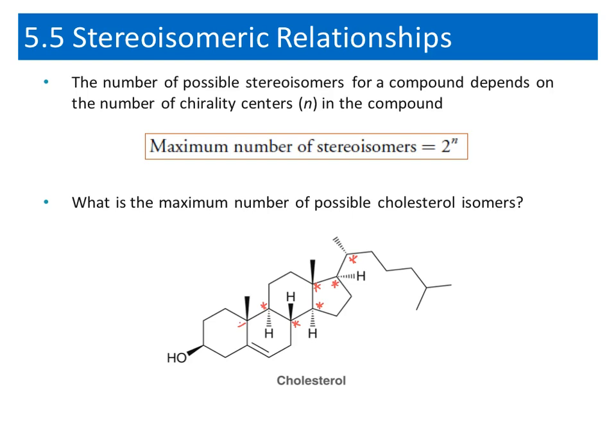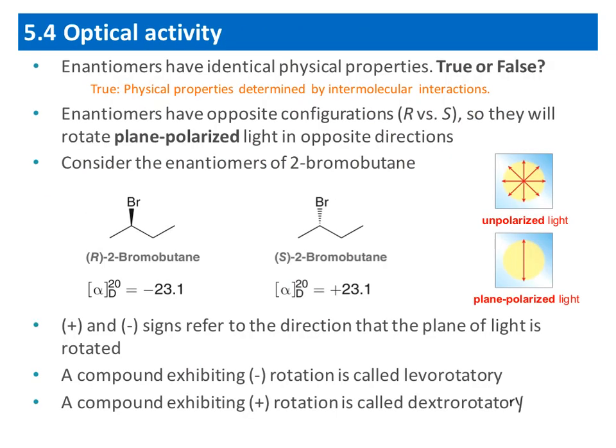They are right here. Now if you do the calculation, 2 to the power of 8 gives you 256 stereoisomers for this molecule. That's a huge number. Among these 256 stereoisomers, one of them is the enantiomer of cholesterol, and the rest are its diastereomers. So you can easily use these calculations, knowing the number of chirality centers, to figure out how many stereoisomers you can draw for a single molecule.